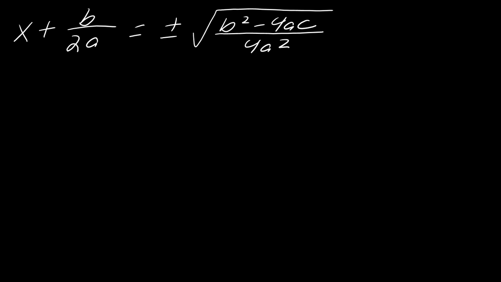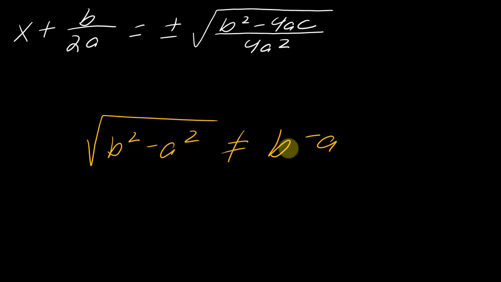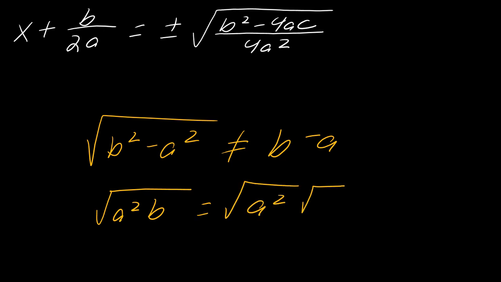Okay, so to take the square root of this, I can't take the square root of the top. Remember, it's not a thing, right? When I'm adding or subtracting stuff, I can't just take the square root of these things. I could only do that if I had something like a squared b, then I could break this out as square root of a squared times square root of b, and then that would be a square root of b. I can only break this up if I have multiplication. When I'm adding or subtracting, this is not a thing, right?